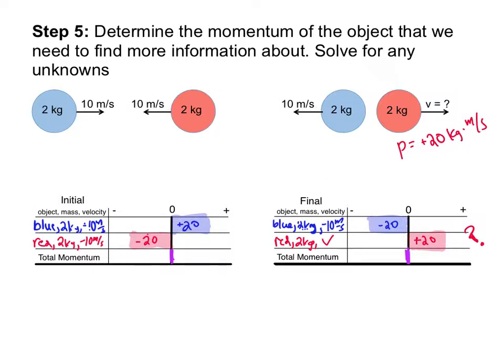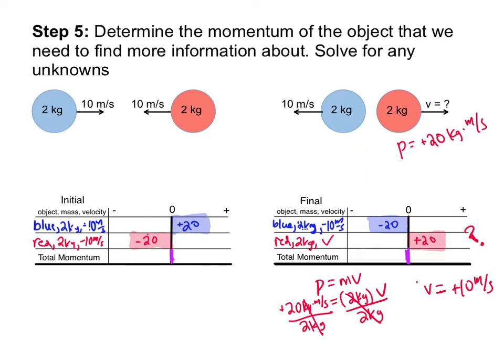And from this point, all you need to do is solve. We have the momentum equation, P equals mv. We know that this is positive 20 kilograms times meters per second, and we know that the mass was 2 kilograms. We want the velocity. So solving for the velocity, kilograms cancel out. We have 20 divided by 2, and that just gives us a positive 10 meters per second. So there's a solution, and there's how you solve a problem using a momentum bar graph or an MVP chart.